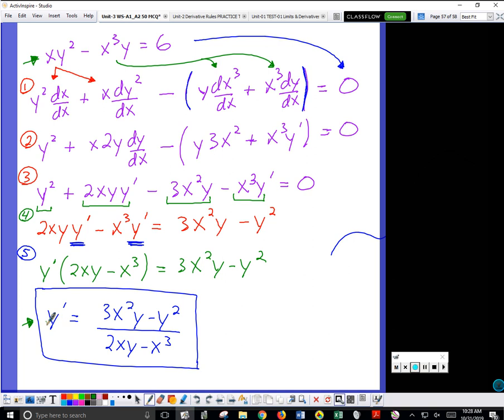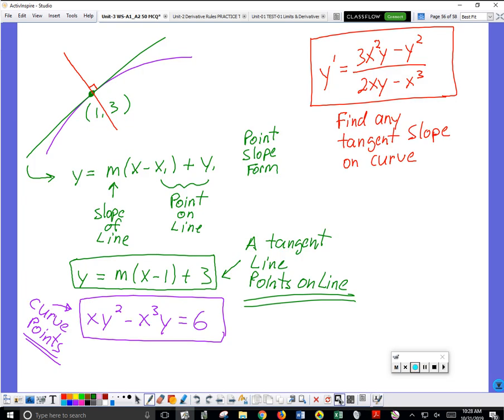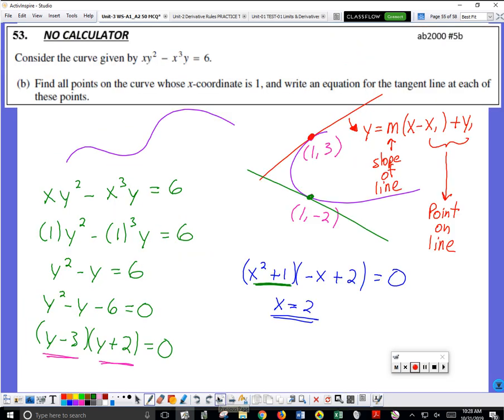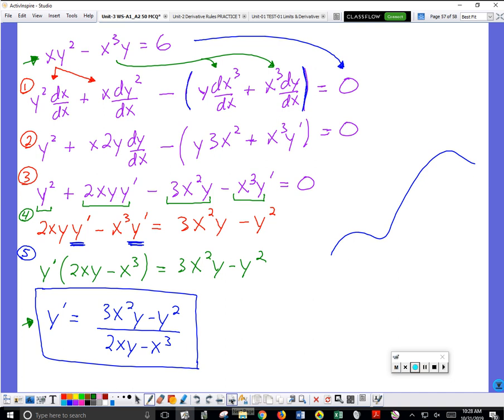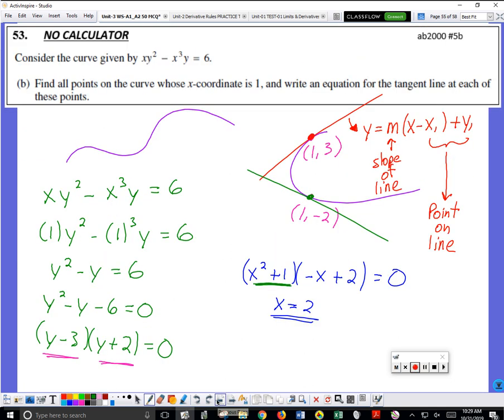Perfect. If you keep track of where everything's coming from, it helps. We started with this equation. Purpose of that equation: find any of these points. We take the derivative of that equation, that gets us to here. So we haven't done anything with tangent lines. This is the formula for finding the tangent slope anywhere on the curve, not the tangent line.